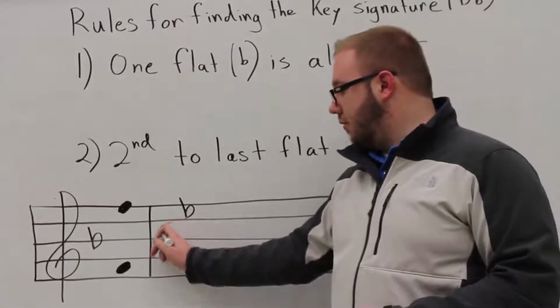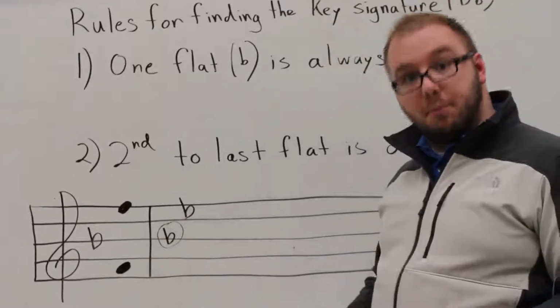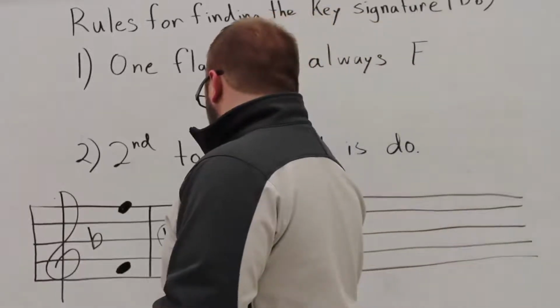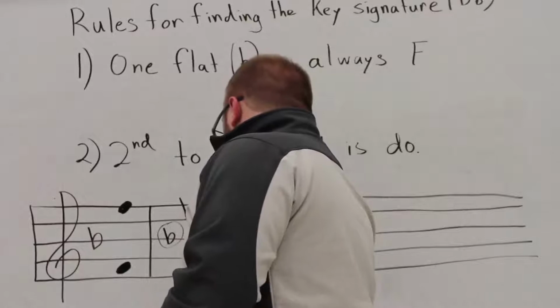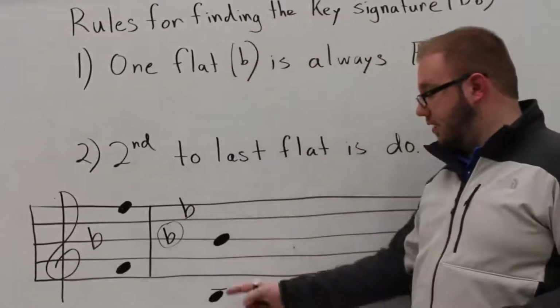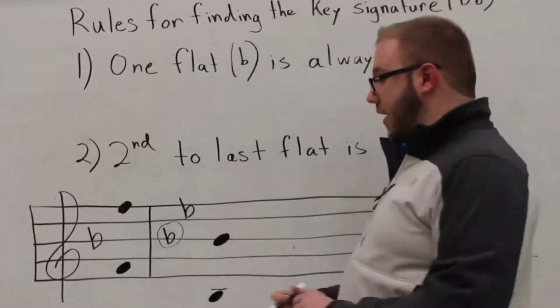is this one right here. And that means we're in the key of B flat. So Do is this note right here. It's also this note right there. So we have these two B flats, and then there's one up there. That's how we find out Do with this one.